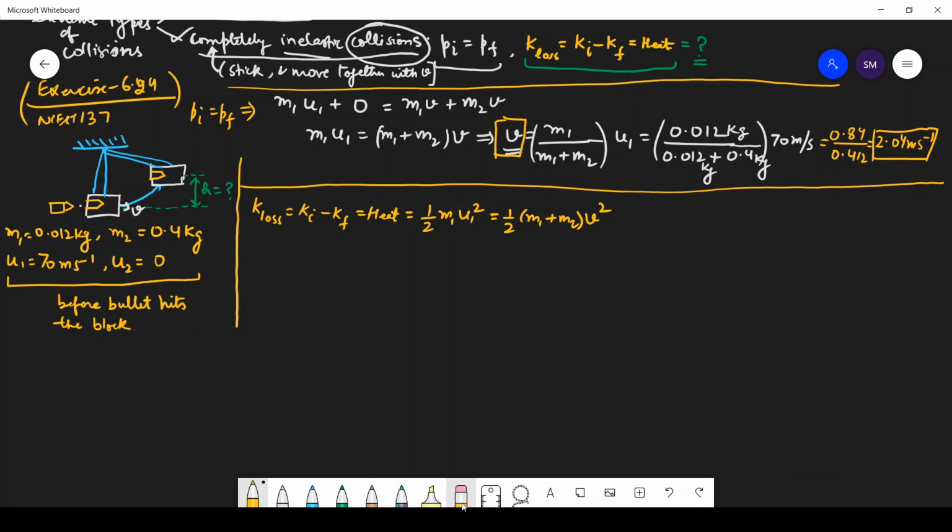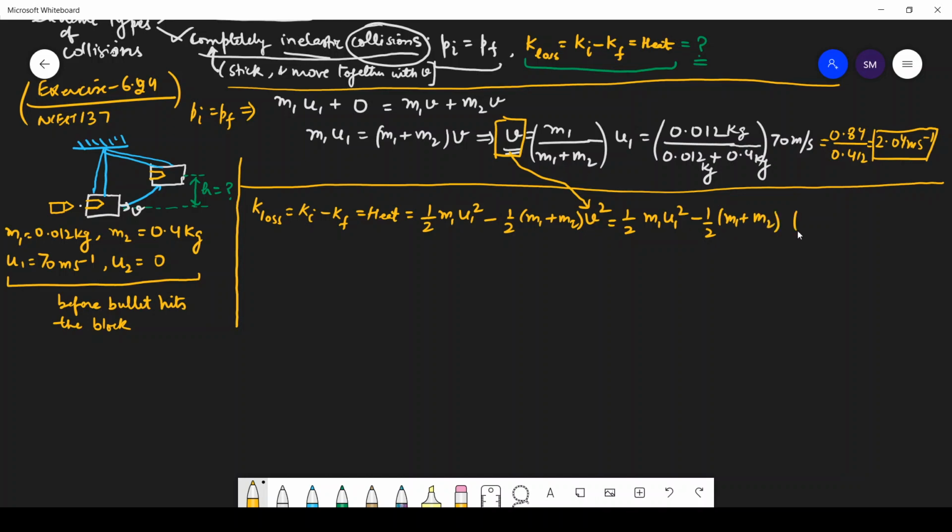Yes, sir. Okay, so here it is a negative sign. So initial kinetic energy minus final kinetic energy, and that kinetic energy loss was converted into heat energy, and you need to calculate it. Now put this value of V from here to here. What do you get? Half m1 u1 square minus half m1 plus m2 into v square.